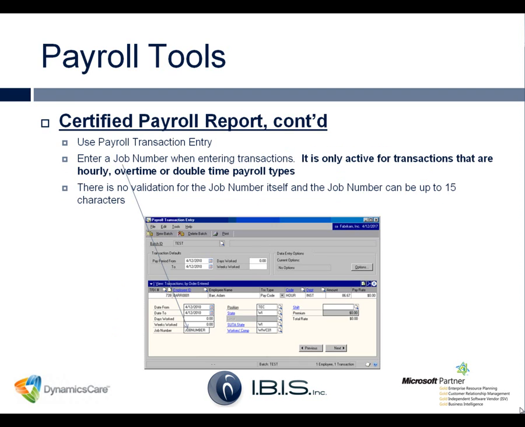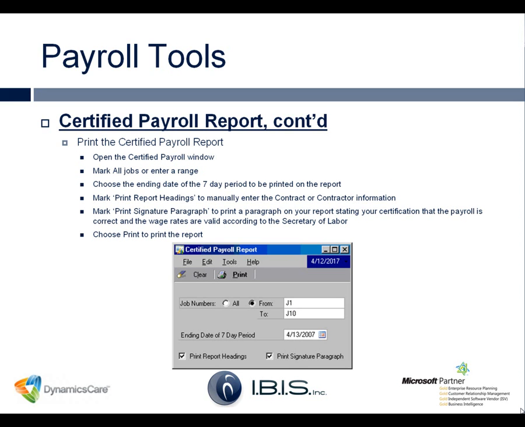Okay, and then the next slide here shows where you'd actually be able to enter job numbers on the payroll transaction entry. Bolded here, it's only active for transactions that are hourly, overtime, or double time payroll types. And also keep in mind there's no validation for the job number itself. It can be up to 15 characters, so you just have that entered in.